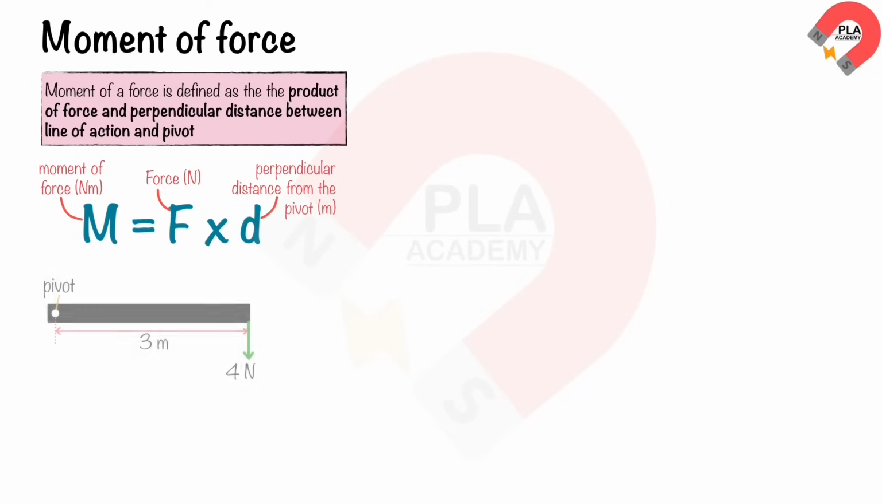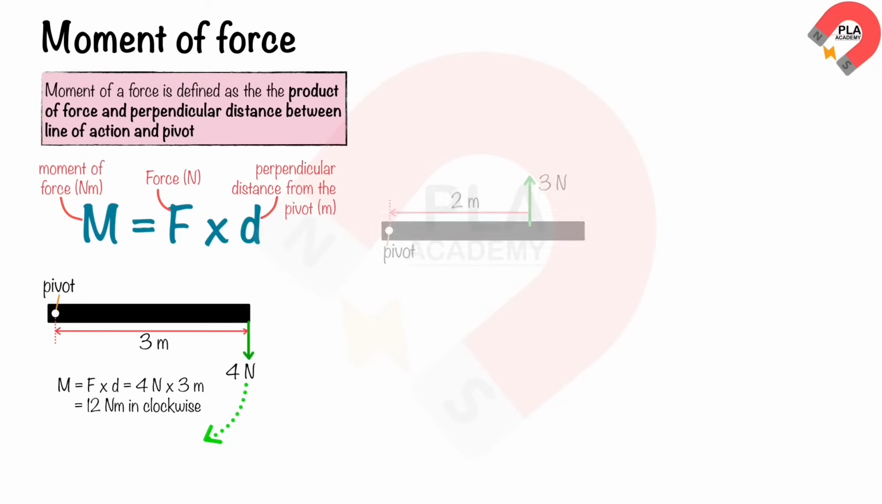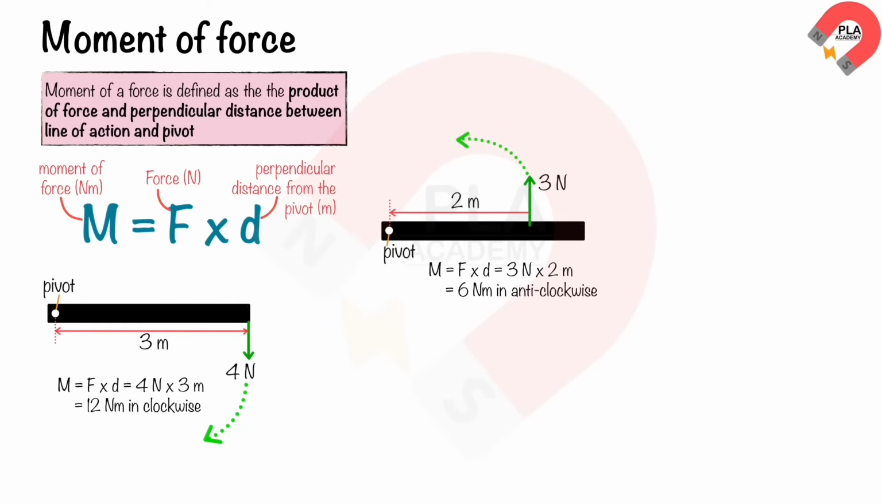For the first example, a 4 newton force acts on the light beam at a perpendicular distance of 3 meters from the pivot. This causes a clockwise moment of 3 times 4, equal to 12 newton meters about the pivot. Second example, a 3 newton force acts on the light beam at a perpendicular distance of 2 meters from the pivot. This causes an anticlockwise moment of 3 times 2, equal to 6 newton meters about the pivot.